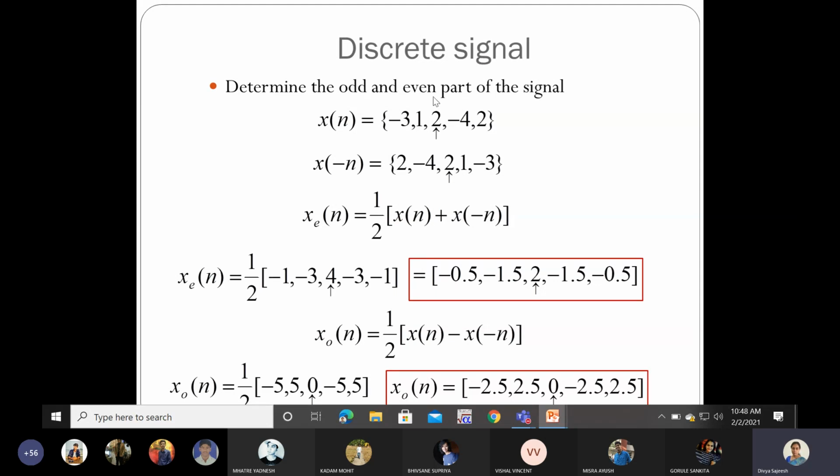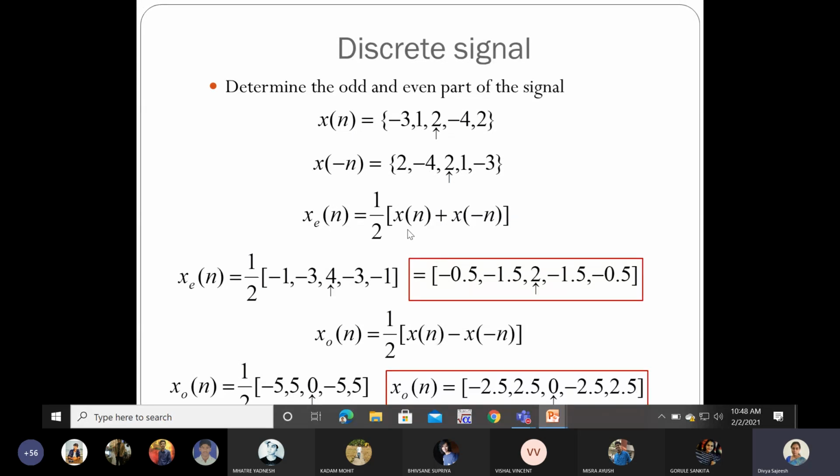Now to obtain the odd and even part, we need this term, that is x of minus n. So while we do x of minus n, actually what is happening, we are flipping the signals. Your signal at the origin will be maintaining the position as it is. The remaining signals will get interchanged. That is, x of 1 will change to x of minus 1, x of 2 will change to x of minus 2. Similarly, the other signal also will go to the other side.